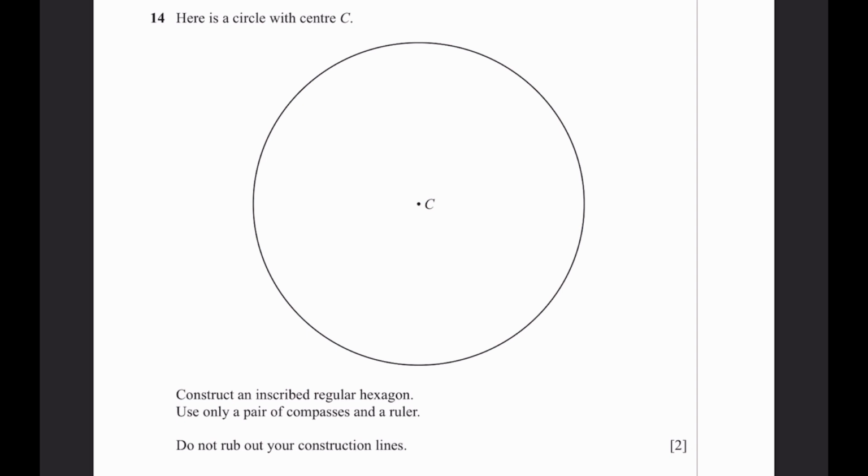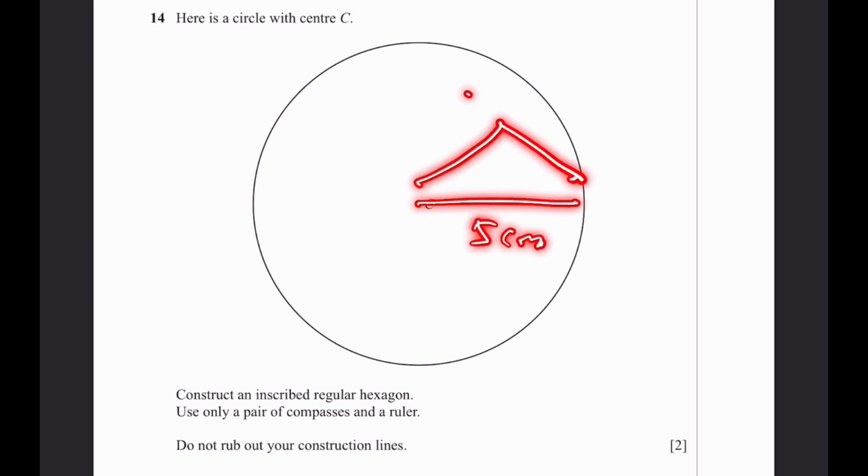Question 14. Here's a circle with center C. Construct an inscribed regular hexagon. Use only a pair of compasses and a ruler. Do not rub out your construction drawings. So first you have to measure the length of the radius of the circle, which means from the center to the circumference. So for example, if it's 5 centimeters, then the compass setting should also be 5 centimeters.